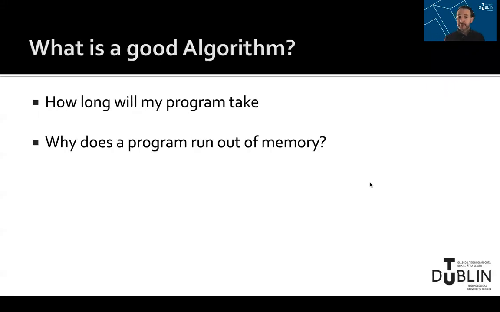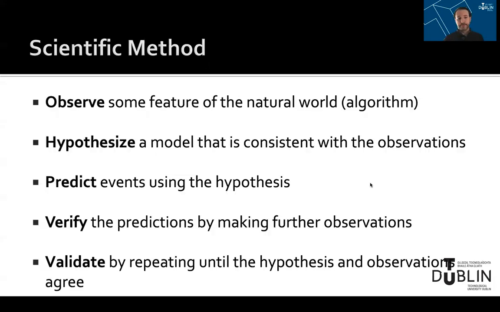The two questions you ask yourself: how long will my program take? And why does the program run out of memory? We'll focus on the first one, about the speed of the program. So, we talked now about the scientific method. We'll observe the algorithm. So there's some algorithm, we'll see how it runs. Then from our observation, we'll make a hypothesis. Then we'll make a prediction, we'll verify, and we validate.